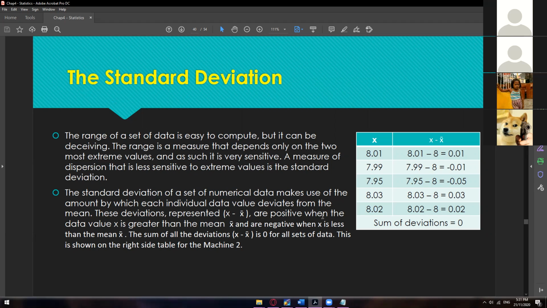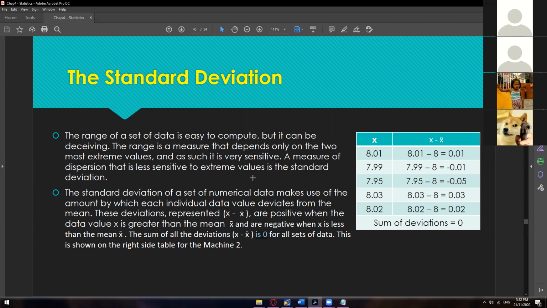So deviations are positive when the data value x is greater than the mean, and negative when x is less than the mean x bar. So the sum of all deviations, x minus x bar, is 0 for all sets of data. This is shown in the right side table for machine number 2. Take note, this is machine number 2 already, not machine number 1.